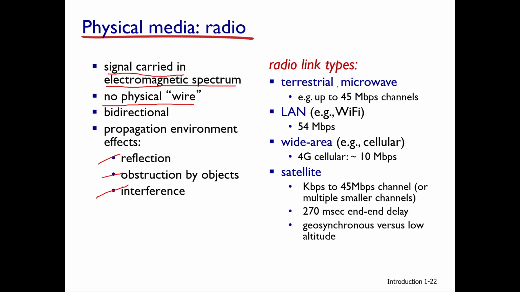Radio link types: terrestrial microwave, which could transport up to 45 Mbps channels. The LAN, Wi-Fi, is a radio wave actually, and transports up to 54 Mbps. The wide area network, 4G cellular, is about 10 Mbps. The satellite ranges from kbps to 45 Mbps per channel, with 270 milliseconds end-to-end delay. There are two types of satellites: geosynchronous and low altitude.